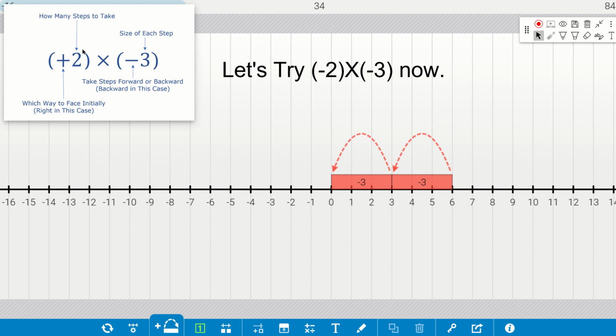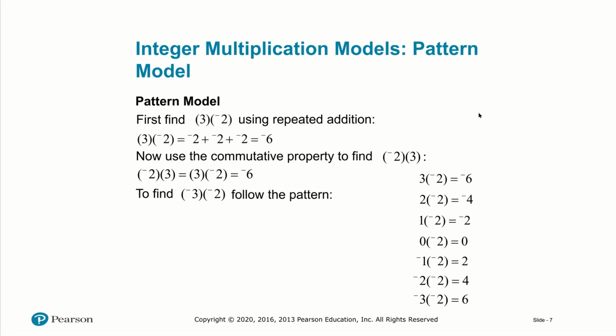So understanding this little graphic that I've made for you will get all of these really cleared up for you. We can also explain this multiplication of integers using the pattern model. Let's say we want to look at negative 3 times negative 2, but using the pattern model. So what we'll do is we'll first look at 3 times negative 2, and we know that we can handle that using repeated addition because it's 3 of these, right? So 3 negative 2's. And we get negative 2 plus negative 2 plus negative 2, and they're all the same sign.